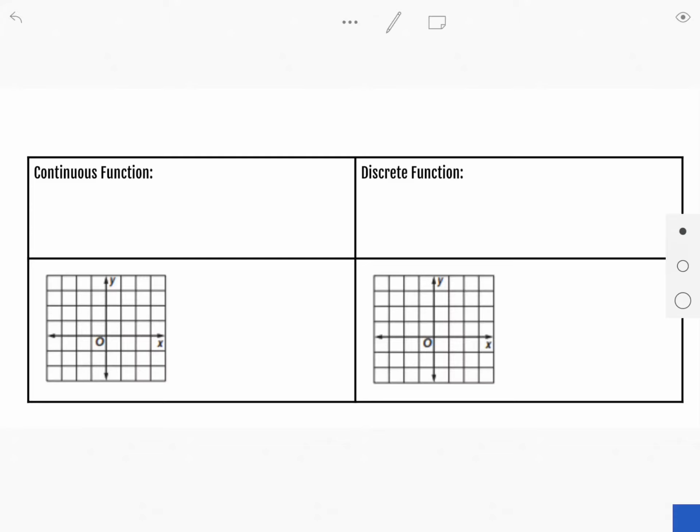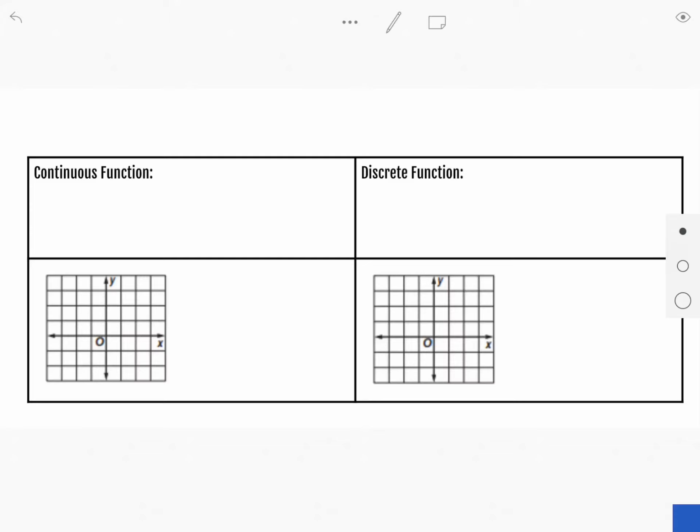The next type of function that we're going to talk about is continuous function versus discrete function. In one of the videos, I talked about how sometimes when you graph, you're going to just have dots, and sometimes when you graph, you're going to connect the dots with a line. That gets into discrete and continuous.